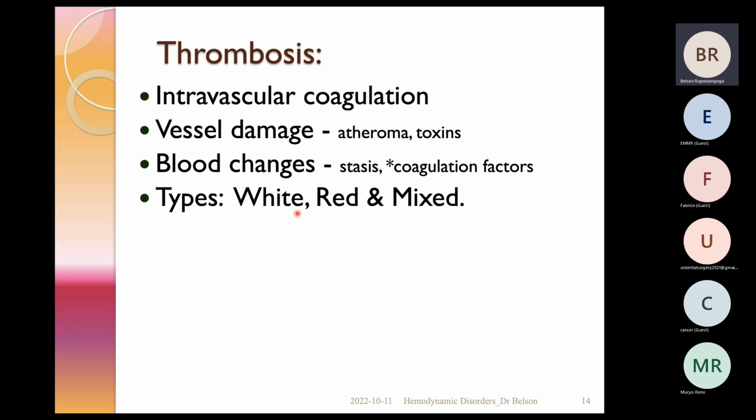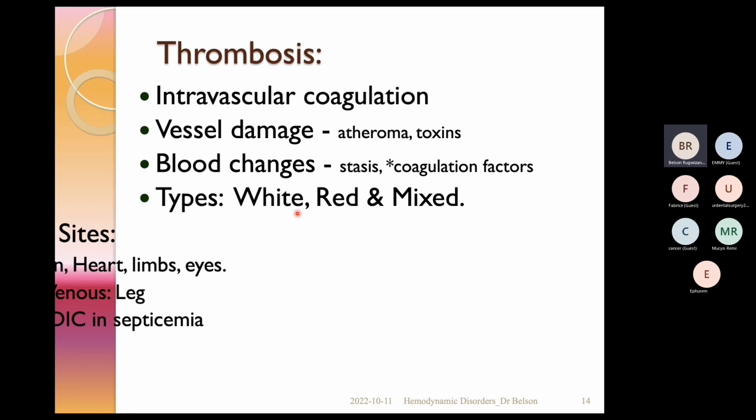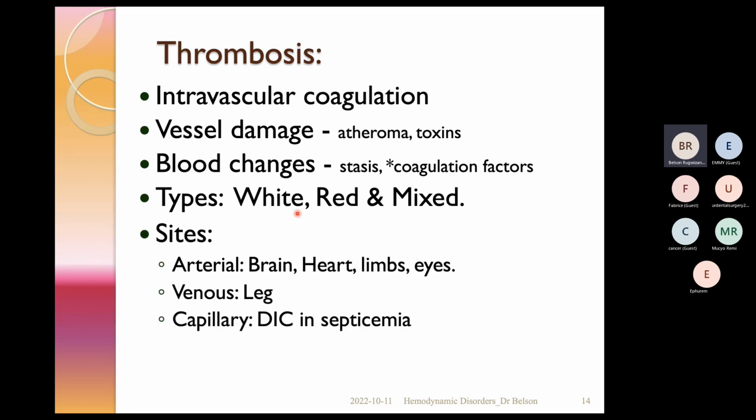So there are many types of thrombosis. Thrombosis is that situation whereby there is intravascular coagulation. But the clot itself, the medical term is thrombus; clot is just a secular term. In medicine, you will use thrombus. They can be white, red, or mixed.